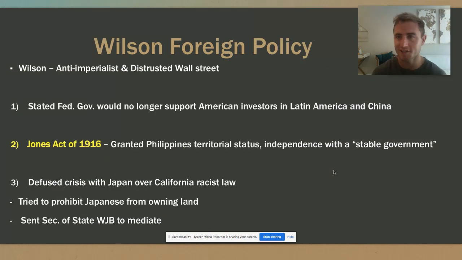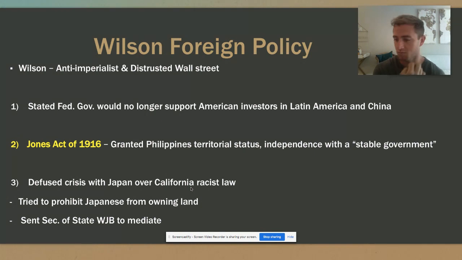Okay, Wilson's an anti-imperialist. There's many examples of this because he doesn't like imperialism and he distrusts Wall Street, which is many of our American rich investors. He's going to do away with Taft's dollar diplomacy. He tells American investors, we're no longer going to support you, right? So trying to get rid of dollar diplomacy there. Then the Jones Act, he says the Philippines, you're a territory, and once you have a stable government, you will reach independence, which becomes true in 1946 on the 4th of July, so 30 years later.